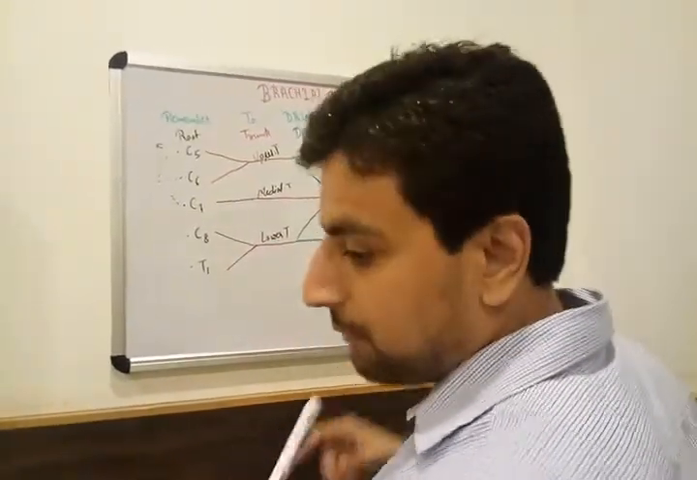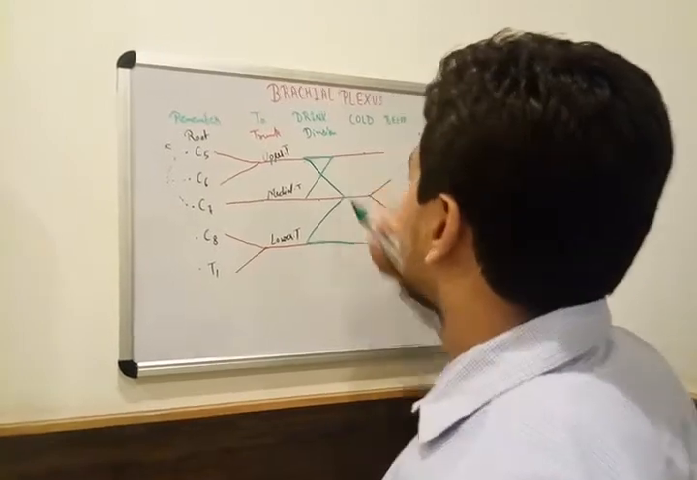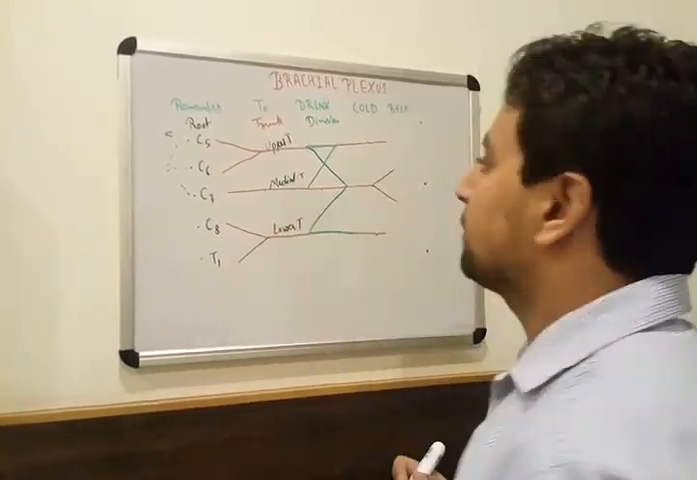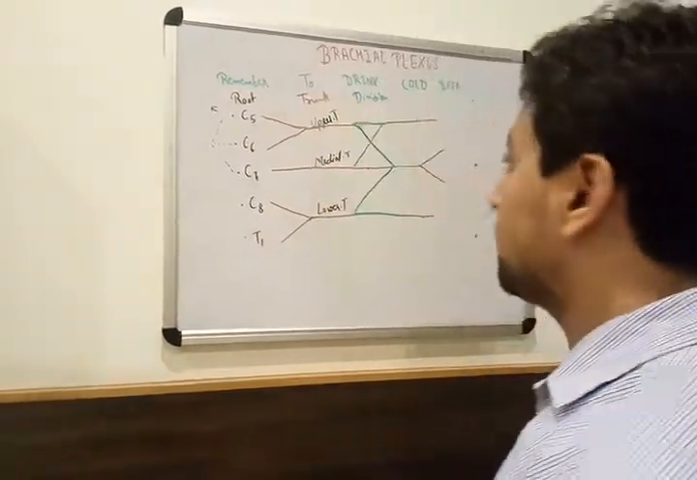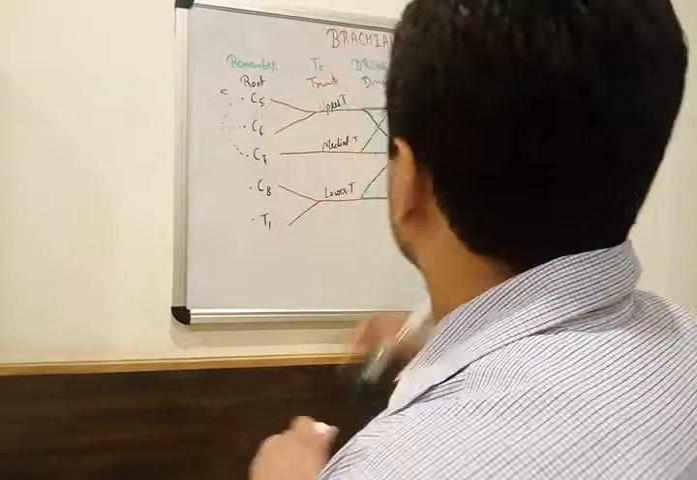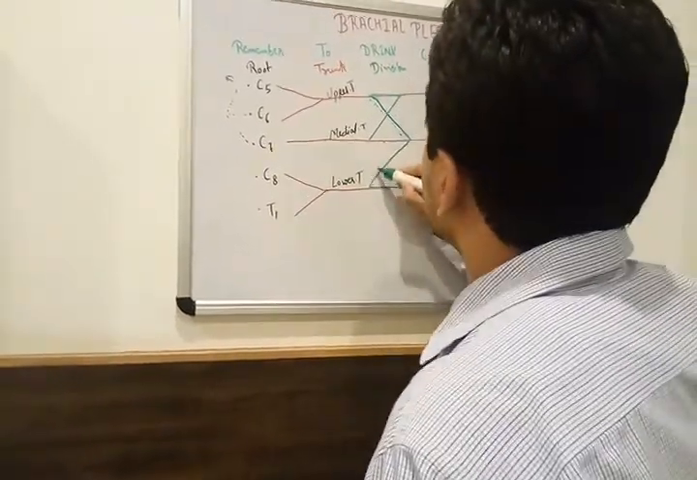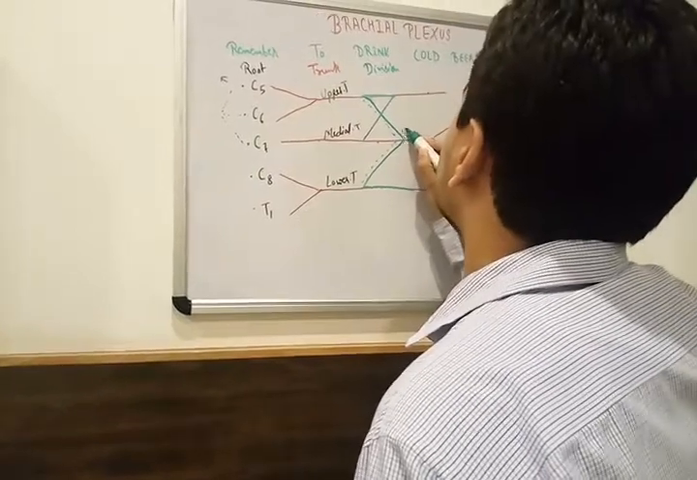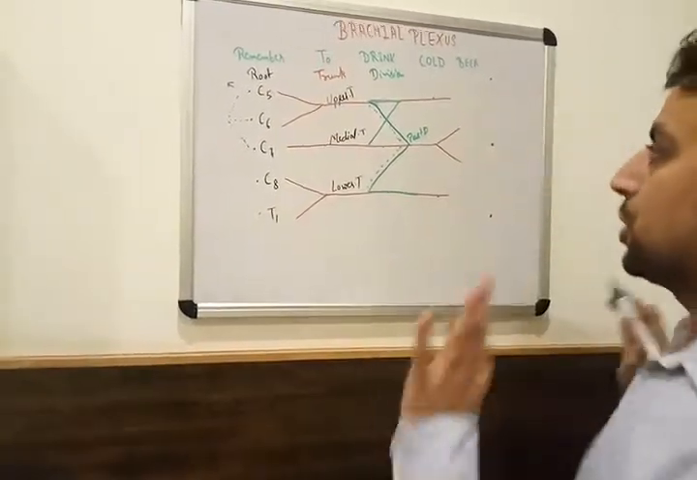And one cross line here, which represents X. So it represents till here, understand division. Divisions include anterior and posterior. This green line, like this, is a posterior division. This is posterior D, POST, posterior D.